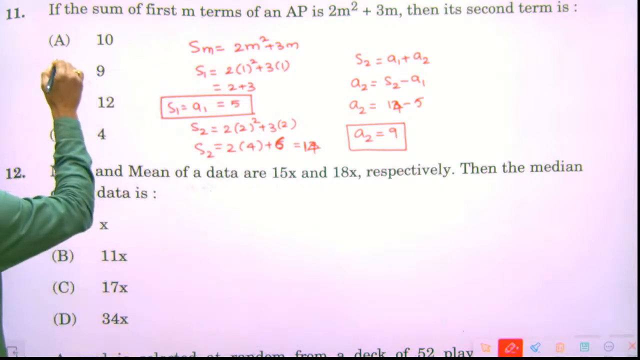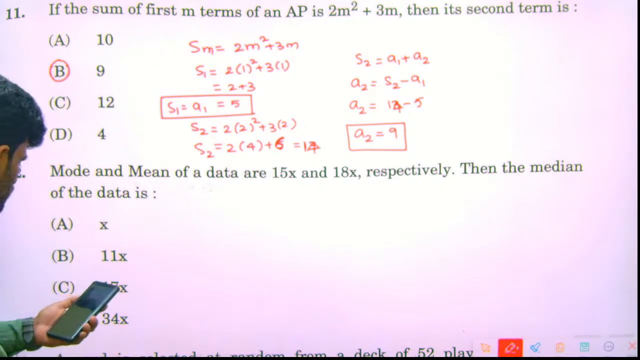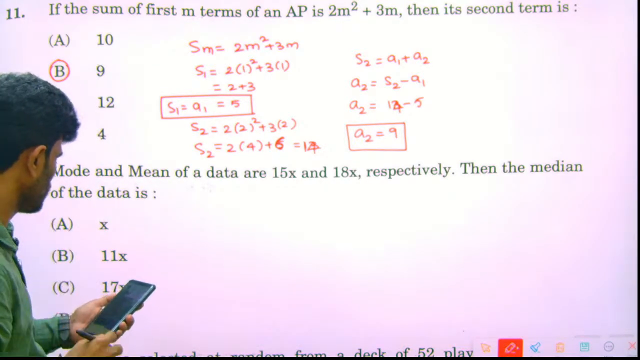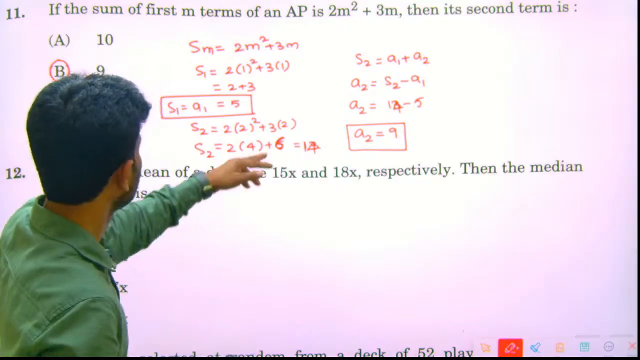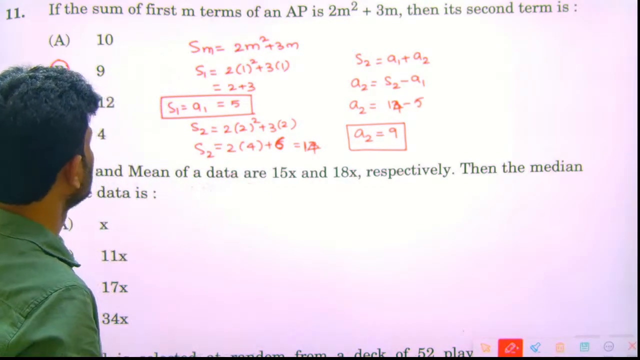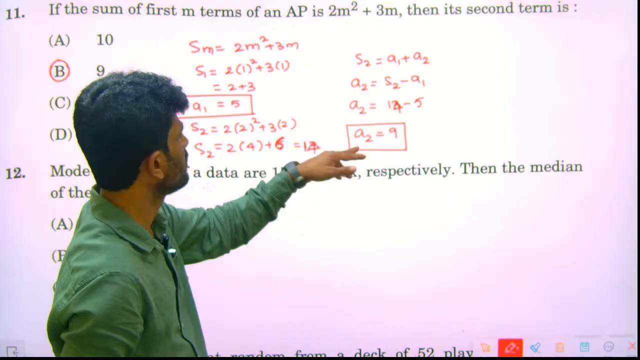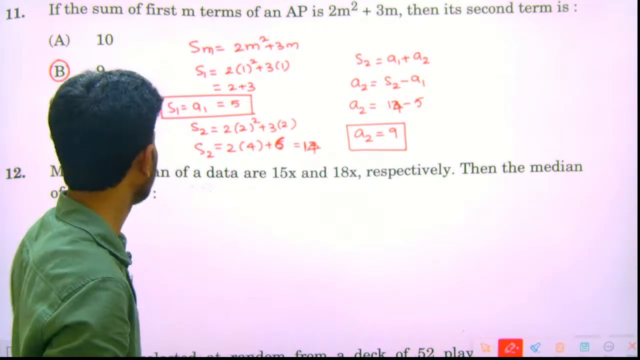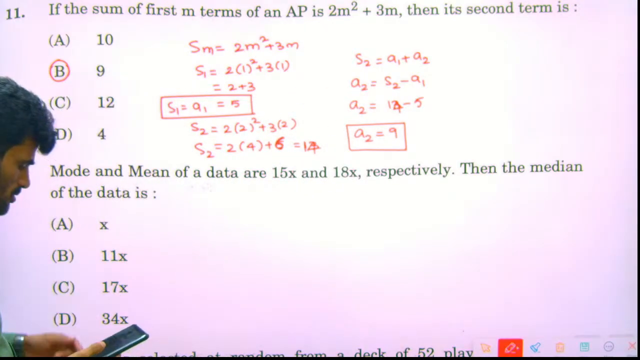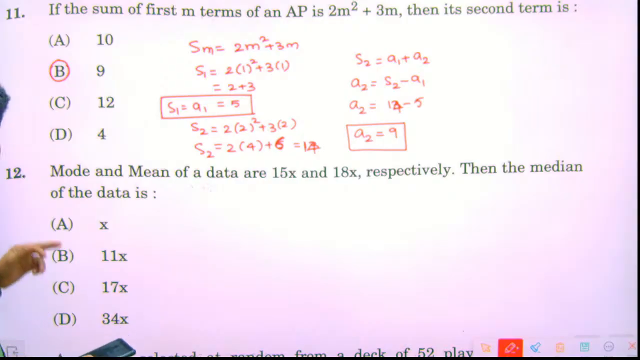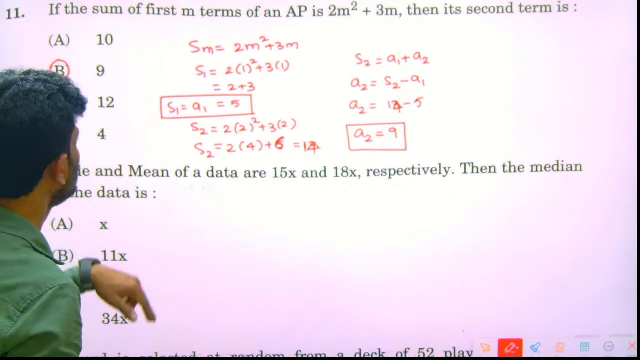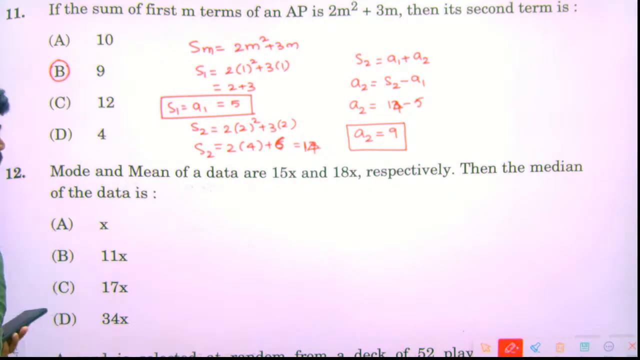Option B. Question number 11, option B is correct. Yeah, I made a mistake. That is 3 into 2, 6. So 8 plus 6, 14. Then we have to follow like this. We get A2 is equal to 9. Your correct option, question number 11, is option B. Option B is correct. Now question number 12.